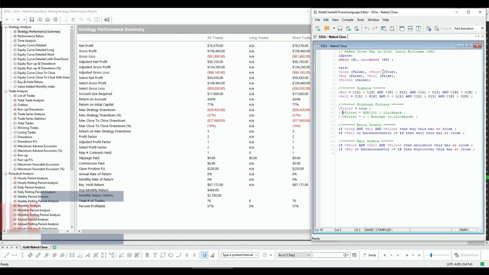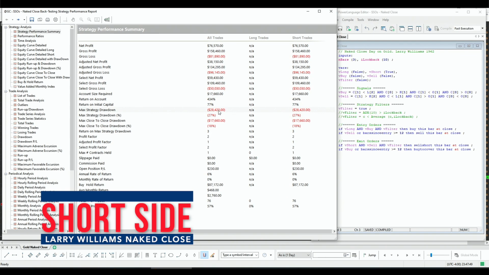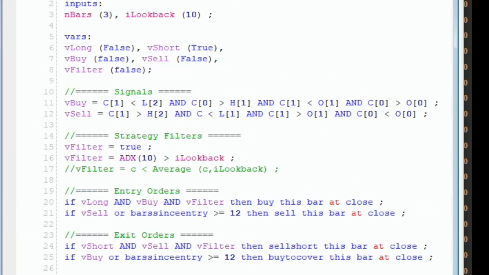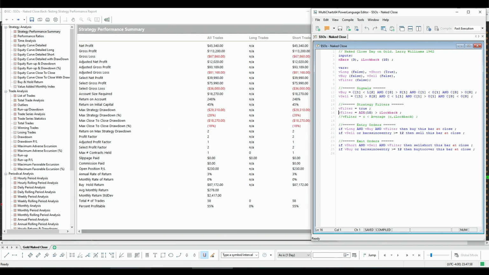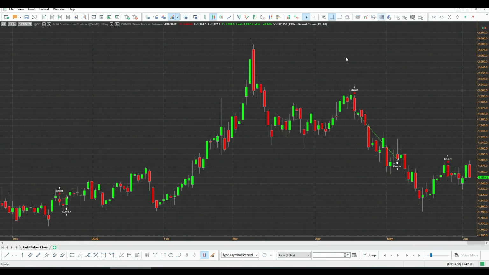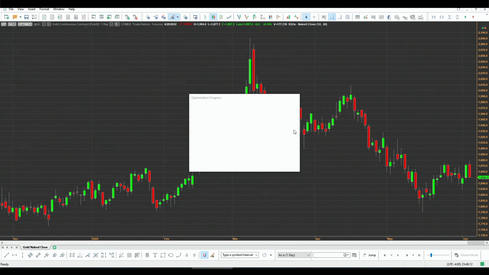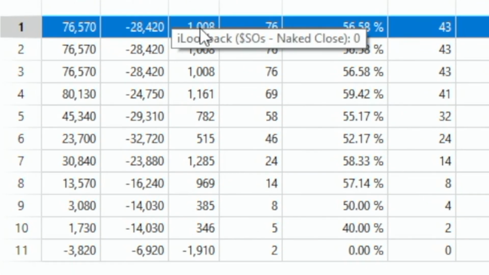So we are still on the short side. And remember, we have 76,000 with 28,000 maximum drawdown. And if we switch on our filters, so this is the ADX. And let's optimize the look back period for the ADX. So we will go from 0 to 50 in step of 5. That's 10 optimizations. So 0, that's our original strategy.